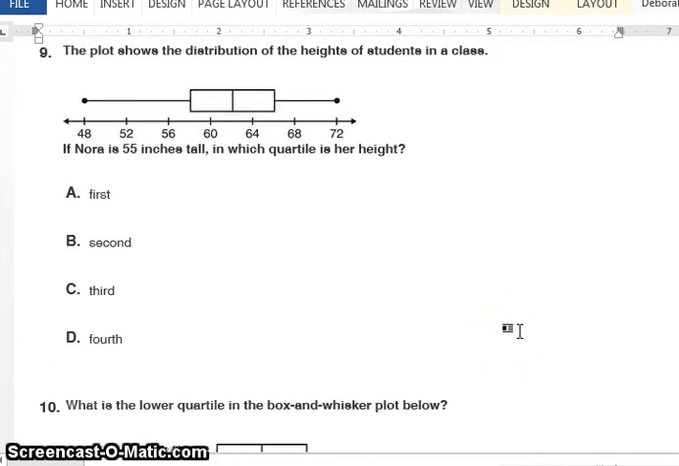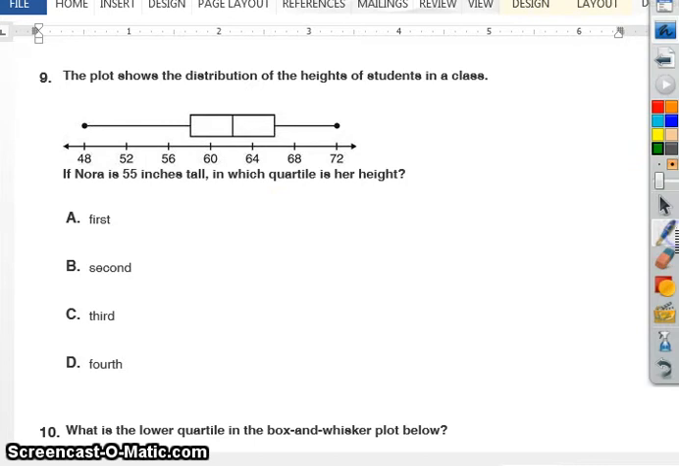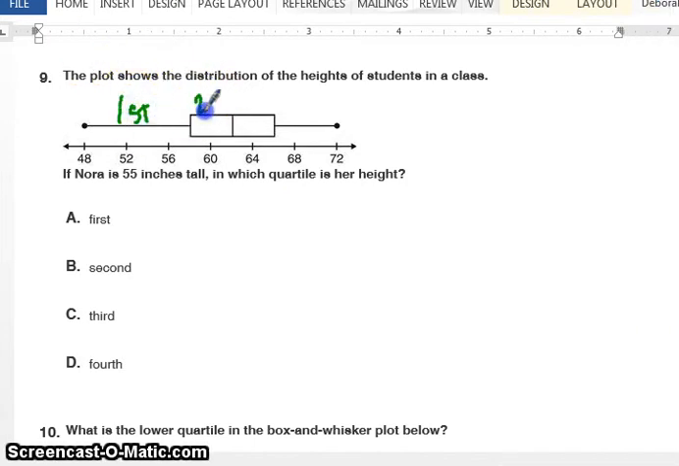Alright, number 9. The plot shows the distribution of the heights of the students in a class. If Nora is 55 inches tall, in which quartile is her height? Well, this is the first, and this is the second, and this is the third, and this is the fourth. 55 would be there, that would be in the first quartile.